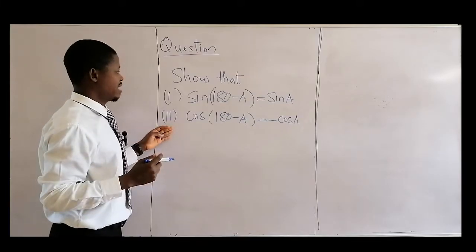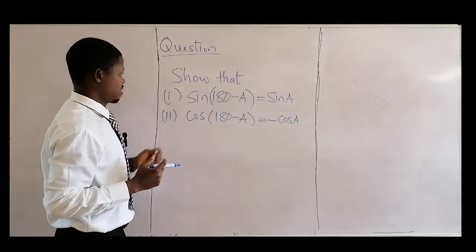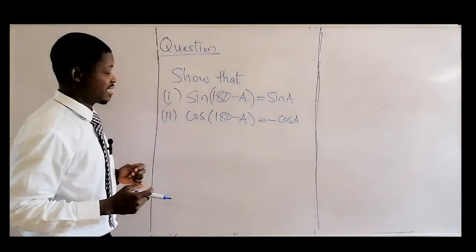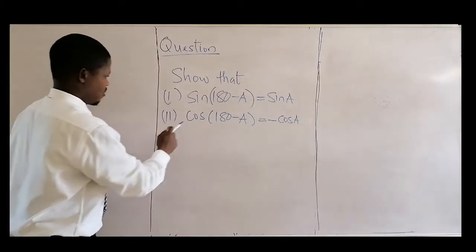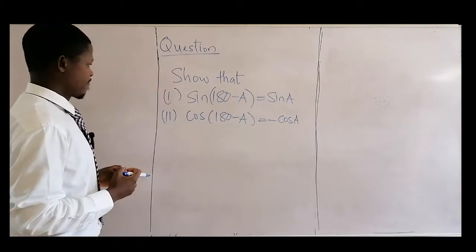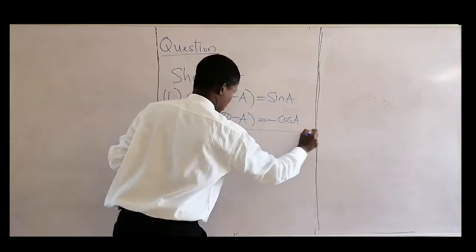We're looking at the questions. Show that sine 180 minus a is equal to sine a. And then the second one, cos 180 minus a is equal to minus cos a. We have to show. Okay, let's see how we can do that.